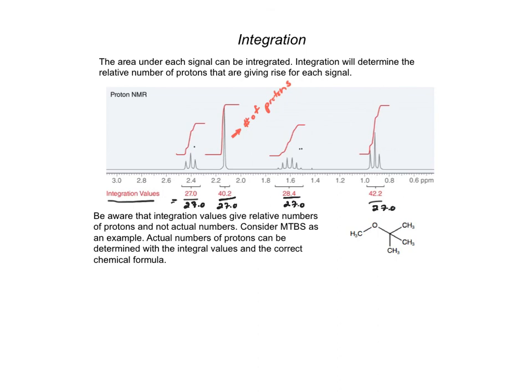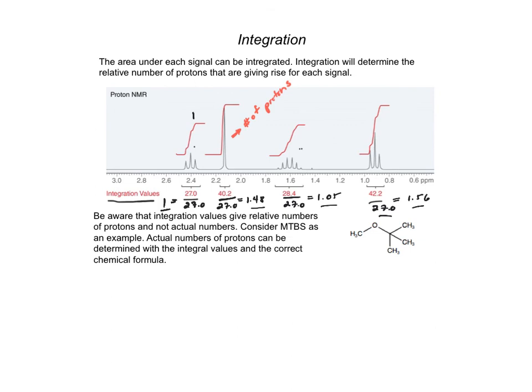And what we end up with is 27 divided by 27 is a 1. This 40.2 divided by 27 is 1.48. This 28.4 divided by 27 is a 1.05. And then this 42.2 divided by 27 is a 1.56. Now, ideally, when you do this, you'll get some sort of nice whole number values, like 1 and 2 and 3. But in this case, we didn't, right? We got a 1, we got a 1, we got a 1.48, we got a 1, and we got a 1.56, right? So we can round to nearest whole number values.